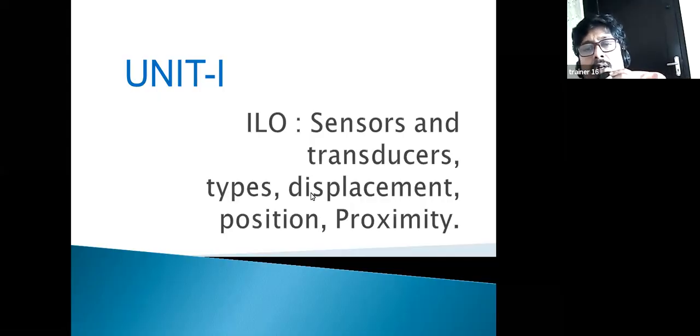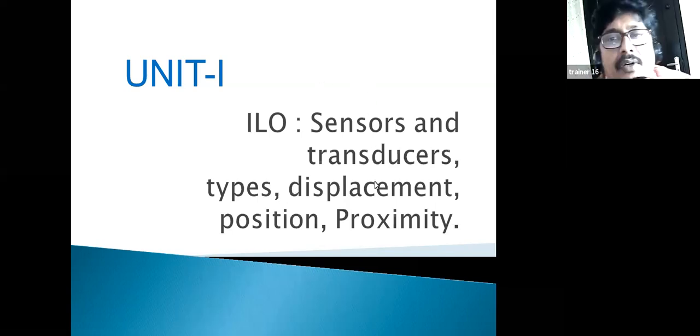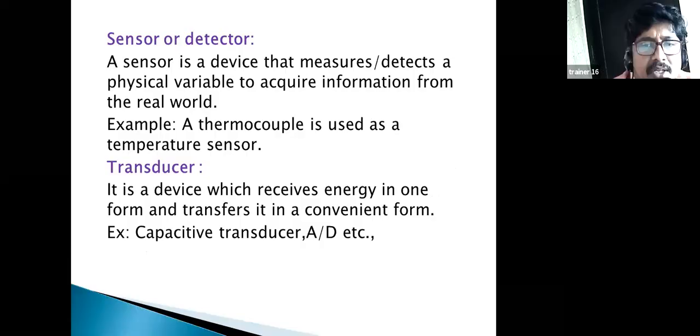Today's topic, we will discuss sensors and transducer types, displacement, position, and proximity sensors. A sensor is a device that detects a physical variable, physical quantity, or some parameter from the environment.